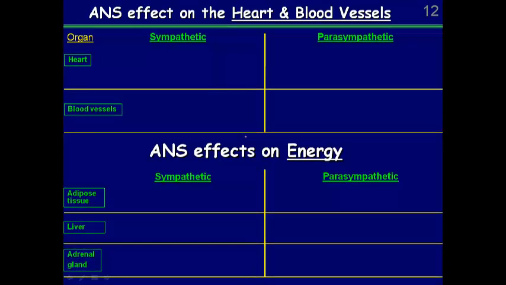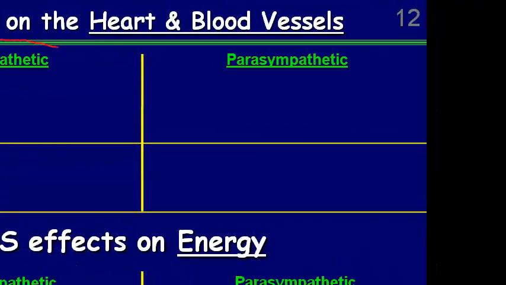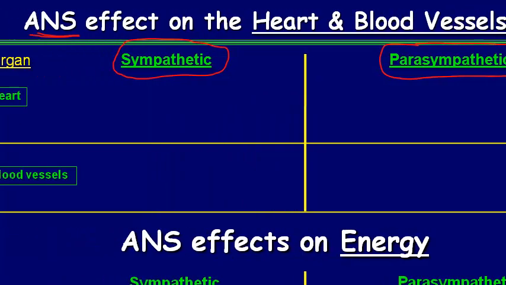Okay, the last three slides of your PowerPoint on the autonomic nervous system are going to talk more specifically about how the autonomic nervous system affects particular organs. If you look at these three slides, they're divided into a sympathetic side, which is on the left, and a parasympathetic column on the right. On the far left, we're going to look at the organs.